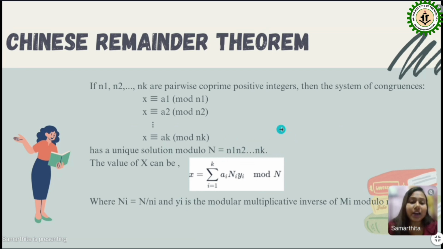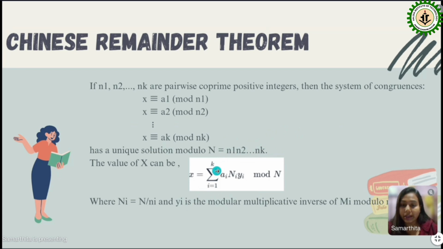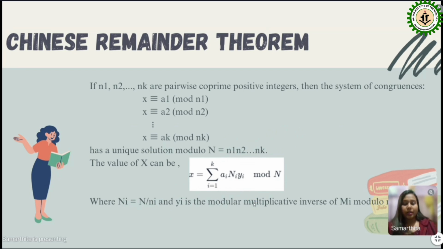Now the value of x is given by x equals the summation, i equals 1 to k, of ai Ni yi mod N. Here capital Ni equals capital N divided by small ni, and yi is the modular multiplicative inverse of capital Ni modulo ni. The doubt will be cleared when I discuss it by taking a real-world example, right?